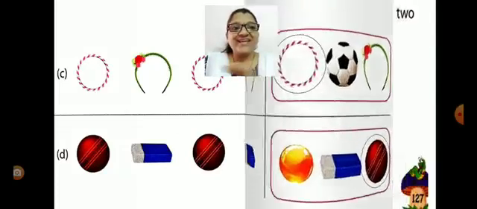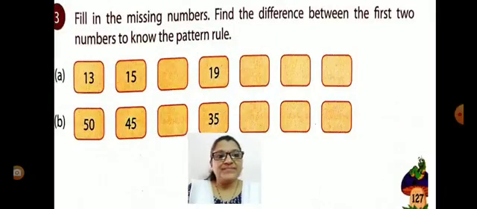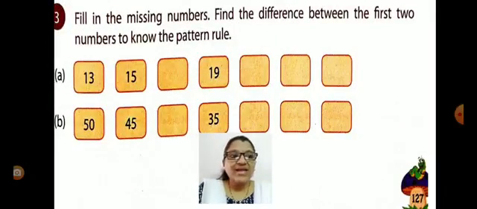Now let us see the next question. It is on page number 127. Question number 3. Fill in the missing numbers. Find the difference between the first two numbers to know the pattern rule. Children, we have seen and learned that there is a pattern in numbers also, and we have learned the pattern rules. So based on that, let us solve this example.